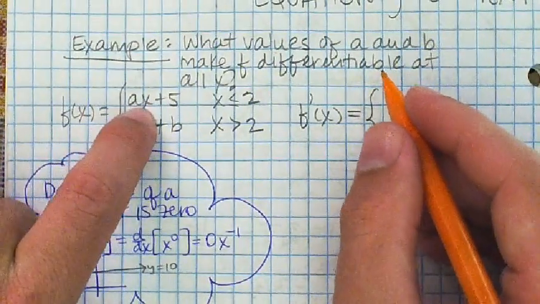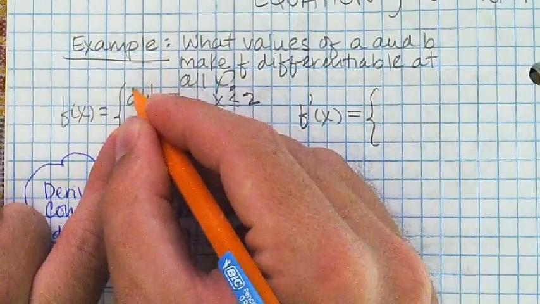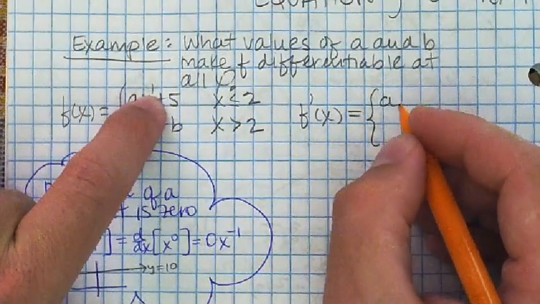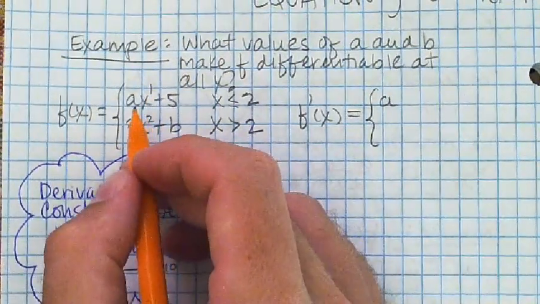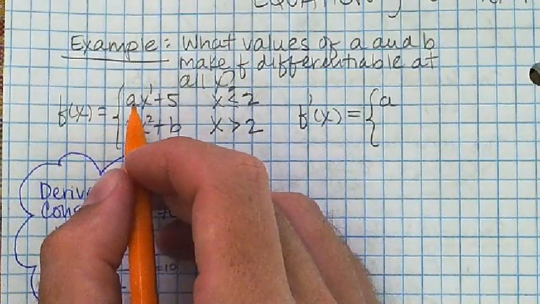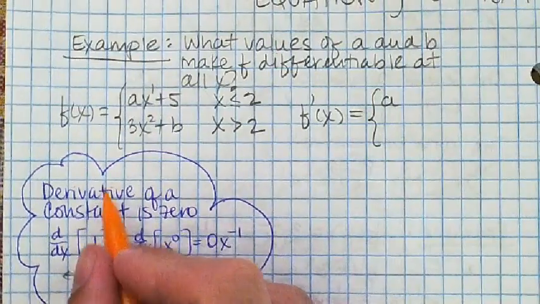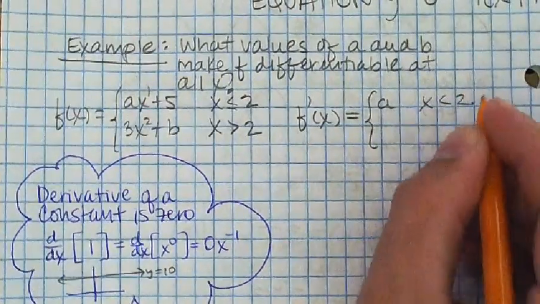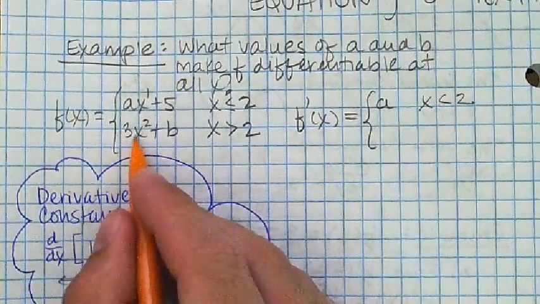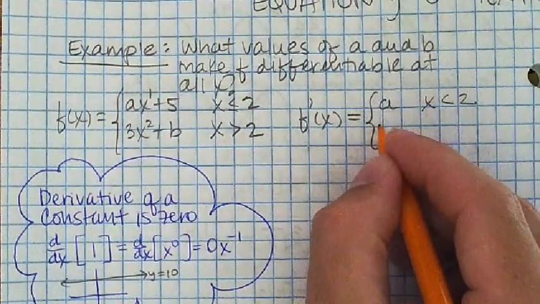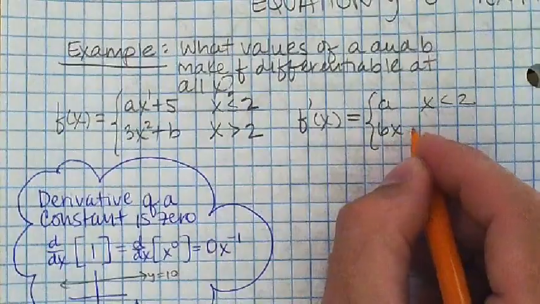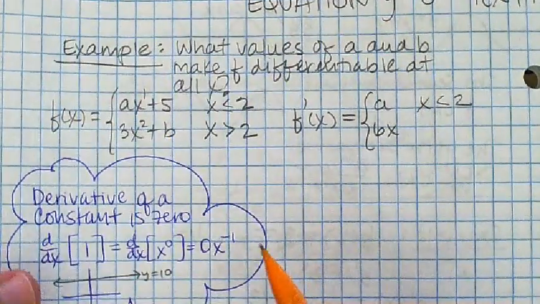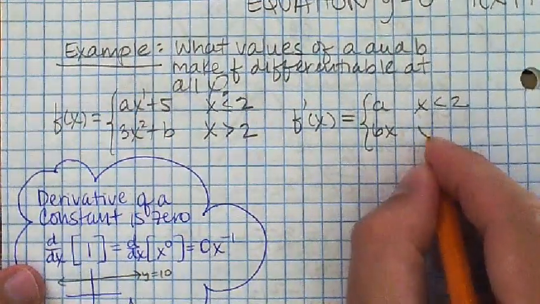The derivative of a times x, which is ax to the first. So we bring down that 1, multiply it by a, so it's a times 1 times x to the 0. Well, x to the 0 is 1. This should make sense because we know that the line ax plus 5 is a line with slope a and y-intercept 5, and the derivative being the slope of the curve, it's going to be a everywhere, for x less than 2. And then we know how to take the derivative of this now. We bring the power down, multiply: 3 times 2 is 6, x to the 1, plus b. The derivative of b is 0 because b is a constant. So it's 6x, where x is bigger than 2.